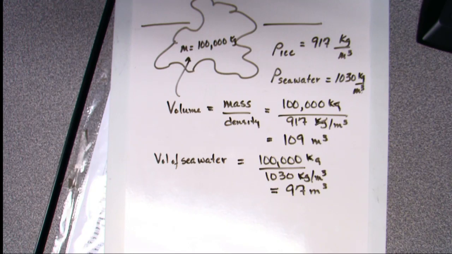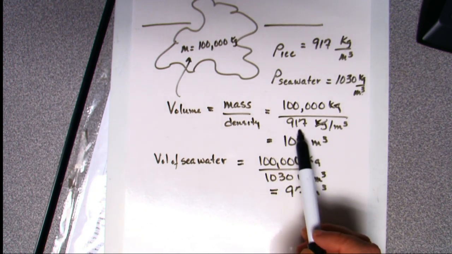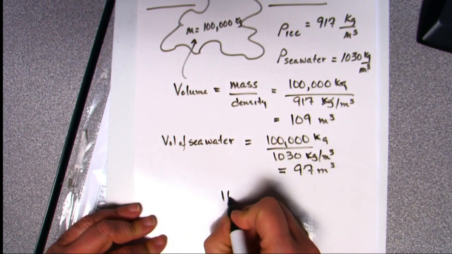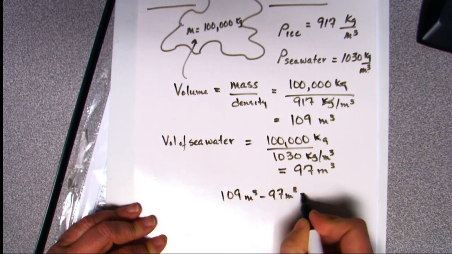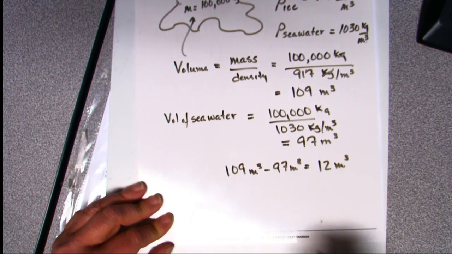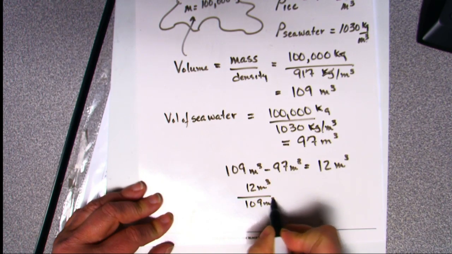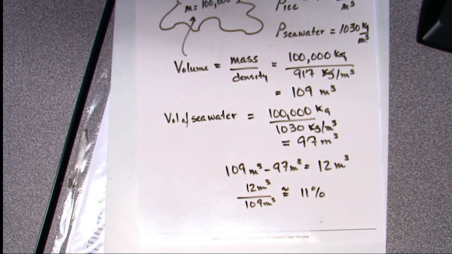This is the density of seawater, this is the density of ice. So the amount of the iceberg that's above the water is 109 meters cubed minus 97 meters cubed, and that's going to give me about 12 meters cubed. And if I take that 12 meters cubed and divide it by the volume of the iceberg, that tells me it's roughly 11% of the iceberg that's above the surface of the water.